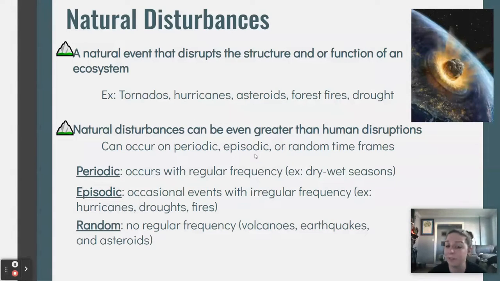And then our random, it's exactly what it says. We know why these things happen, but they have no regular frequency. So things like volcanoes, earthquakes, asteroids, we know why they happen, but we have no way of really truly predicting when they're going to happen.